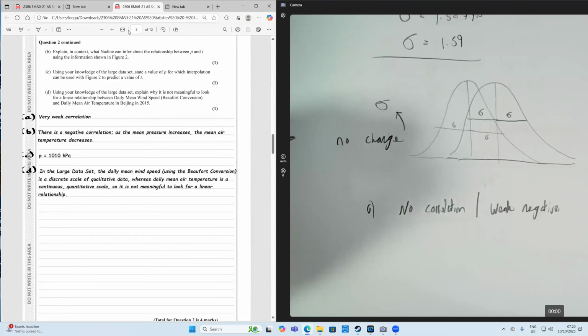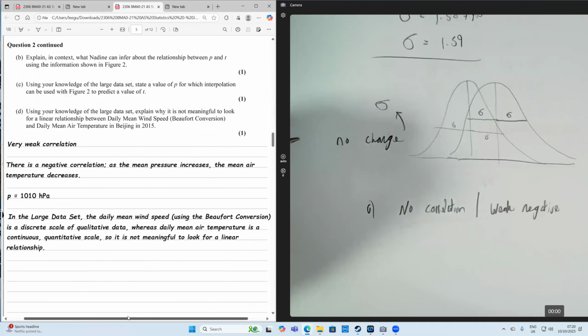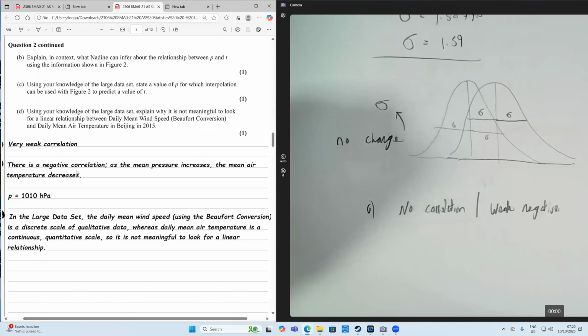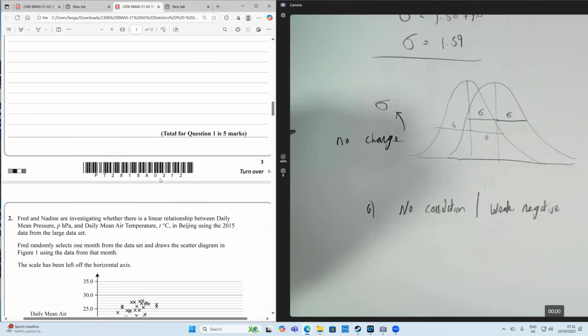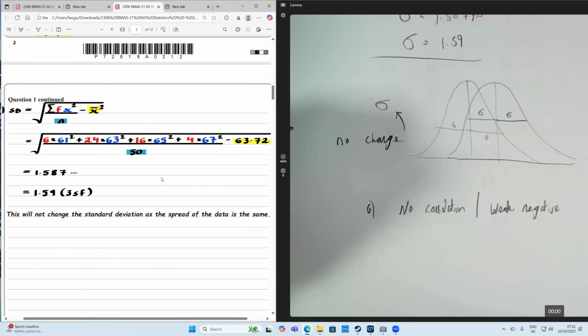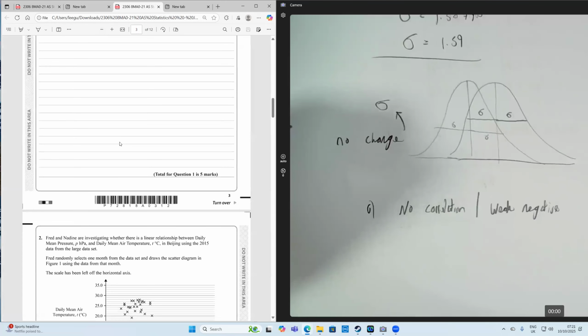If I just bring up this here where we can see somebody's written the answers down, we can see that there is a negative correlation, okay? Because as the mean pressure increases, the mean air temperature decreases, okay? So we're going to say that there is a negative correlation there. Good. Now let's have a look at the next bit that we're going to do in this question.